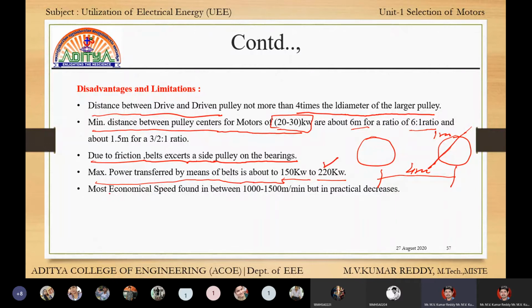More than that, these belts are out of order. Next, the most economical speed found is between only 1000 and 1500 meters per minute. Beyond that, it is not economical.